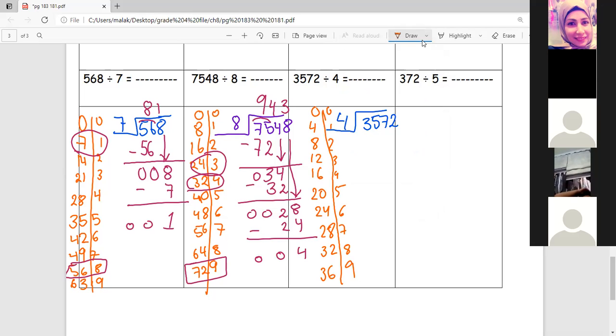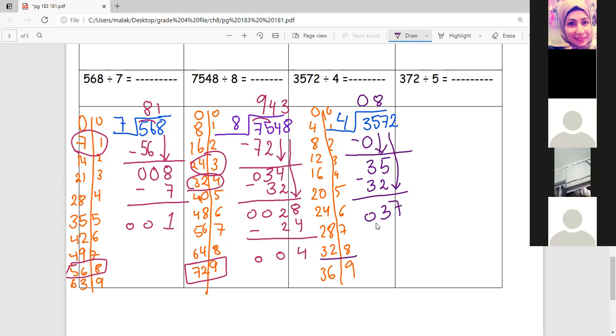Start. Zero, we can write zero up, zero down. Then minus, we will have a 3. Three, we cannot divide by four. We bring down five. 35. We have 32, number eight. So 8 up, 32 down. Then we put minus and we will have a 3. We bring down 7. 37. The closest number is 36. Bravo. So 9 up and 36 down.